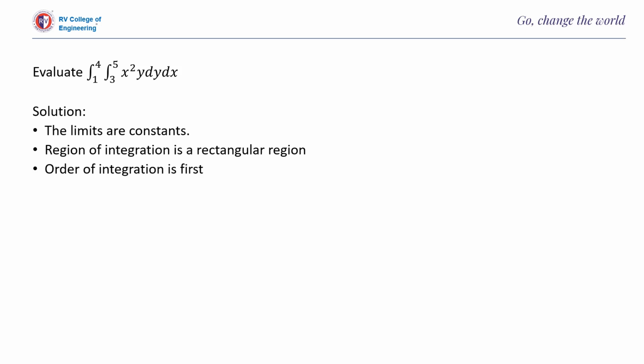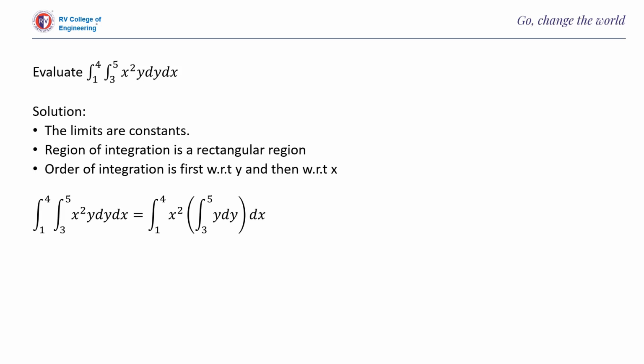So the order of integration will be first with respect to y between the limits 3 and 5, and then we integrate with respect to x between the limits 1 and 4. So consider the integral from 1 to 4, integral from 3 to 5, of x square y dy dx. Since we are integrating first with respect to y, x square is a constant. So the integral of y dy between the limits 3 and 5 will give y square by 2 between 3 and 5, and hence the integral from 1 to 4 of x square times y square by 2 between y equal to 3 and 5 dx.